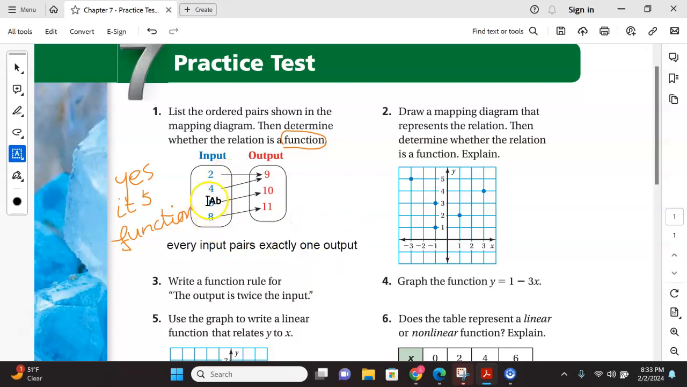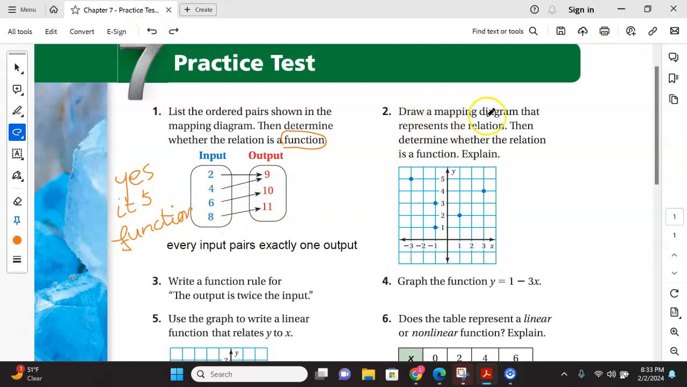Now, if it's the other way around, so let's say the 2 is mapped to the 10 and the 9 at the same time, then that is not a function, because you can't have one input with 2 outputs. All right, so that is the answer to number 1.